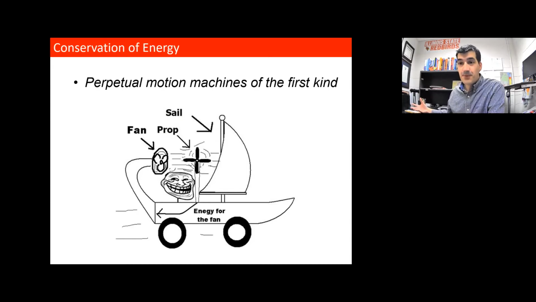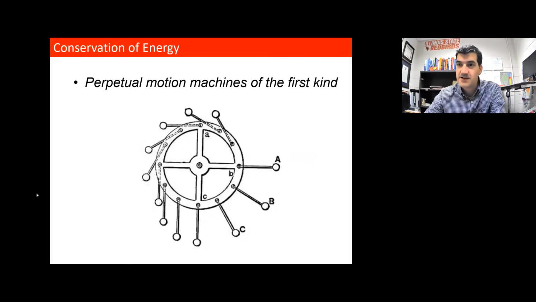You're never going to get more output from that wind turbine on your car than the energy your car has to provide to drive down the road. All right, so it's kind of a convoluted type of thing, but it won't work. Here's one that's called an overbalanced wheel.